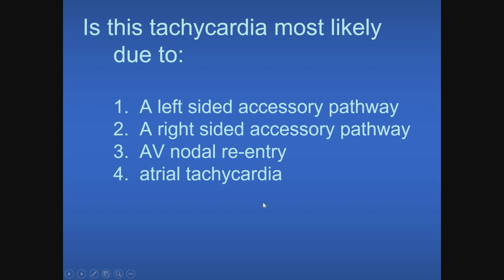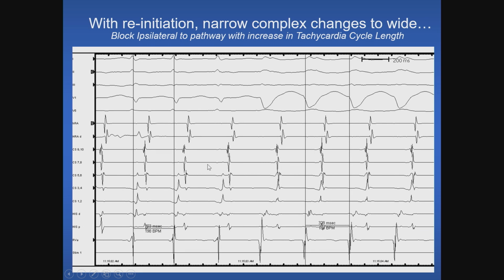Is this tachycardia most likely due to a left-sided accessory pathway, a right-sided accessory pathway, AV nodal reentry, or atrial tachycardia? So the answer is that this is due to a left-sided accessory pathway. And this is because we observed that when we see block, which means left bundle branch block, ipsilateral to a left-sided accessory pathway, we see an increase in the tachycardia cycle length, which means a decrease in the rate of the tachycardia.